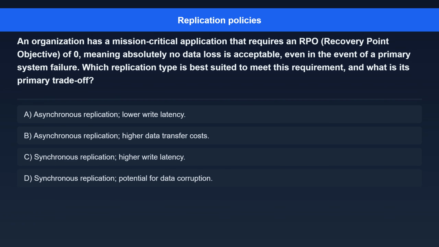Question 4. An organization has a mission-critical application that requires an RPO (recovery point objective) of 0, meaning absolutely no data loss is acceptable, even in the event of a primary system failure. Which replication type is best suited to meet this requirement, and what is its primary trade-off? Option A. Asynchronous replication, lower write latency. Option B. Asynchronous replication, higher data transfer costs. Option C. Synchronous replication, higher write latency. Option D. Synchronous replication, potential for data corruption.